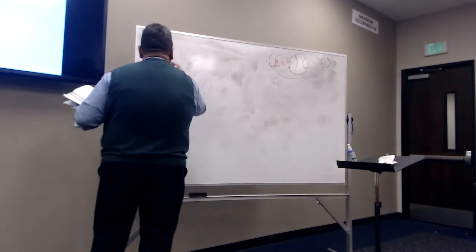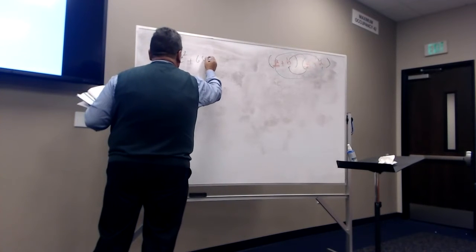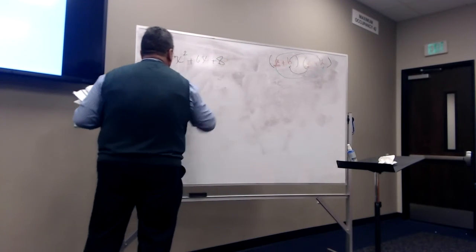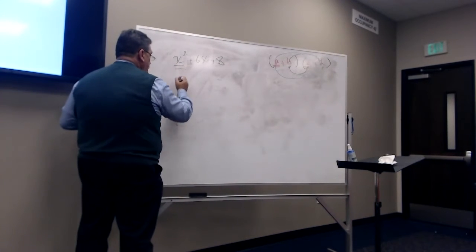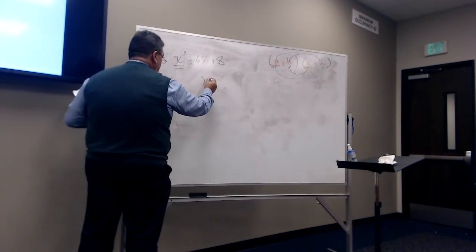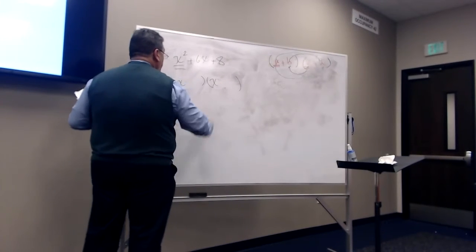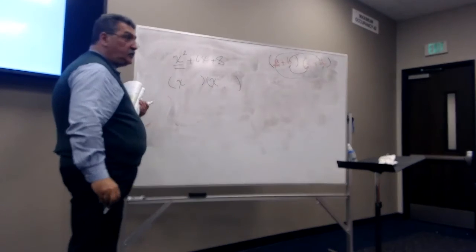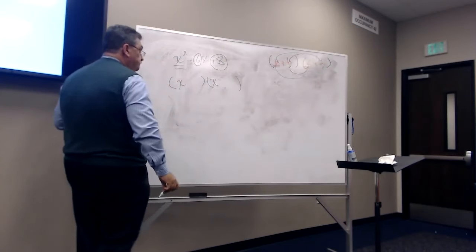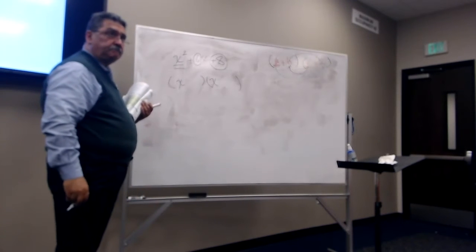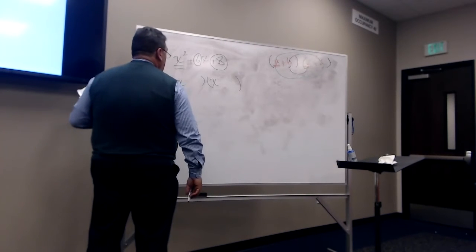X squared plus 6x plus 8. Okay? You guys tell me how to do this. So you have x squared, so x and x. I'm looking for two numbers that when you multiply, you get 8, when you add, you get 6. What signs?